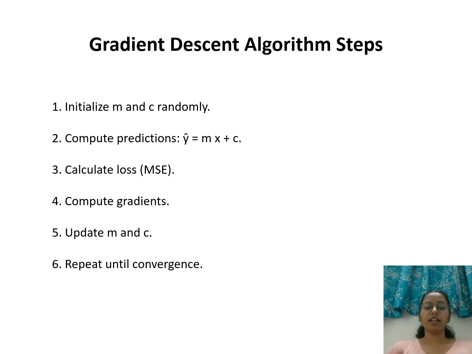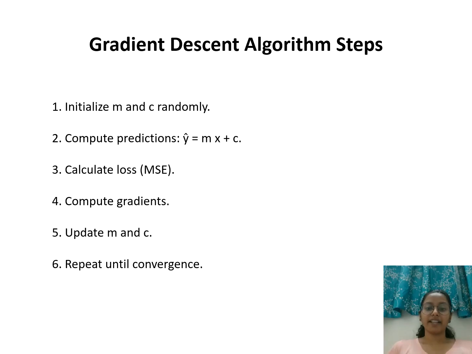Let's now look at the full algorithm step by step so you can visualize how everything works together. Step 1. We start by initializing our parameters M and C randomly, because at the beginning, the model has no clue where to start. Step 2. Using these values, we predict y for all our data points using the equation y is equal to mx plus c. Step 3. We calculate how far our predictions are from the actual values. That's a loss.